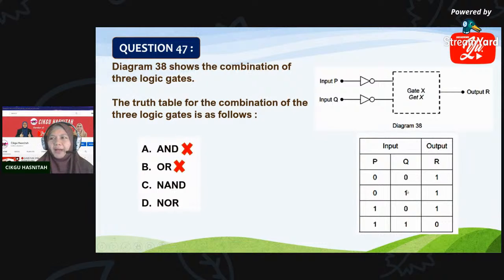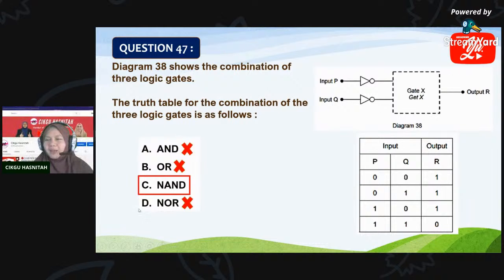0 and 1 is 0. NOT 0 is 1. Correct. 1 and 0 supposed to be 0. NOT 0 is 1. Correct. 1 and 1 is 1. So NOT 1 is 0. So it is actually NAND gate. So the answer is NAND gate. NOR gate also wrong. So for 47, the answer is NAND gate.